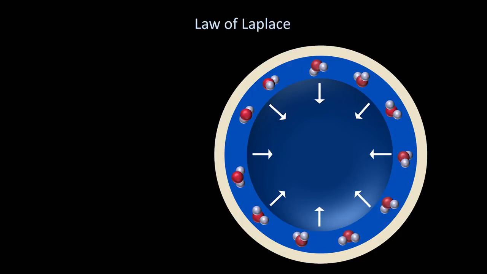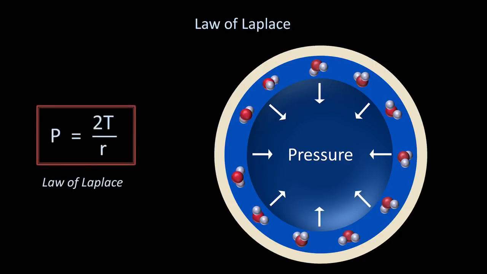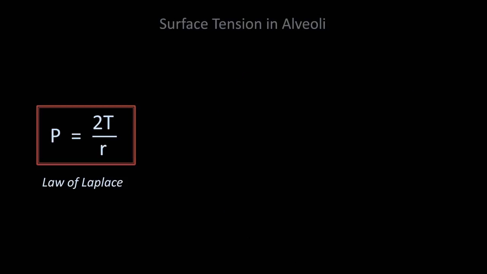If there was no enclosed gas, the water would contract down into a ball. However, if there is enclosed gas, the result is an increase in the pressure of that gas. The surface tension pulls the water inward until an equilibrium is reached with the pressure pushing outward. The law of Laplace relates the surface tension to the enclosed pressure. It states that the pressure inside the spherical bubble is equal to 2 times the tension divided by the radius. Let's take a look in the lungs to see how this is significant.